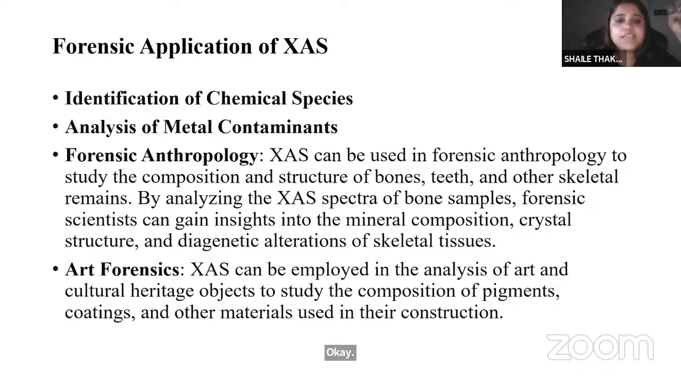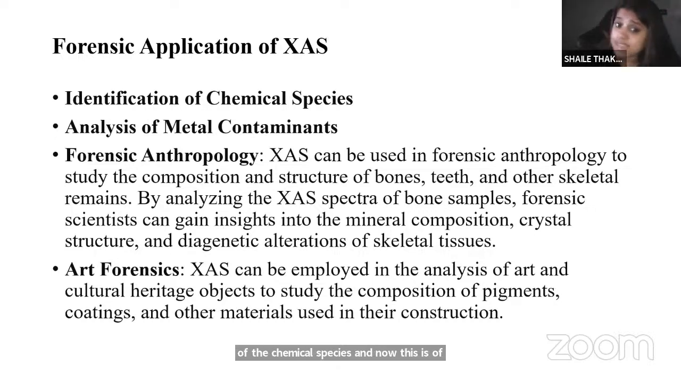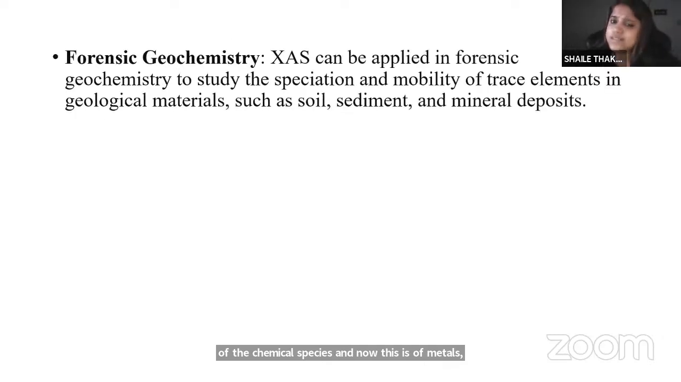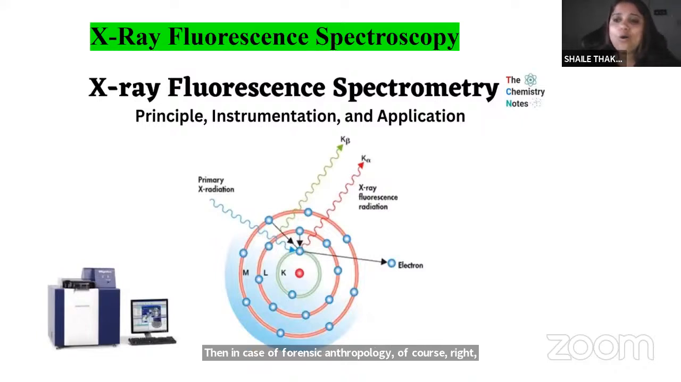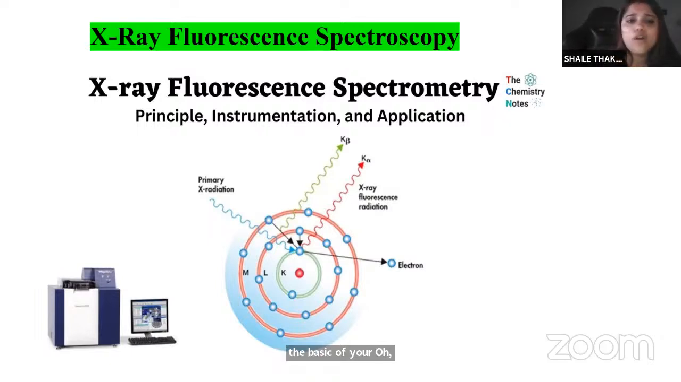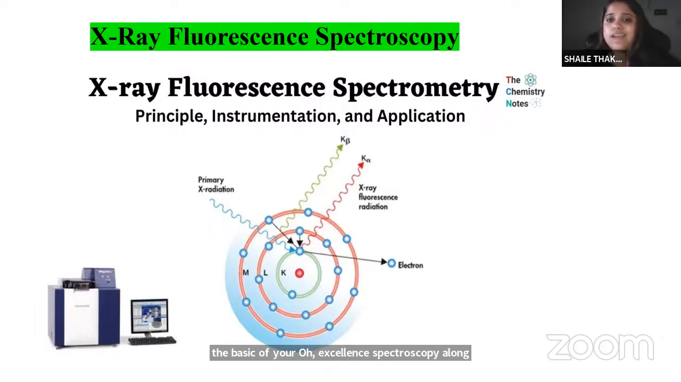So the forensic application of X-ray is identification of the chemical species, analysis of metals, contaminants, right? Then in case of forensic anthropology, of course, right? Then art and forensic geochemistry. Okay. So these are the basics of your X-ray spectroscopy along with the forensic principle, right?